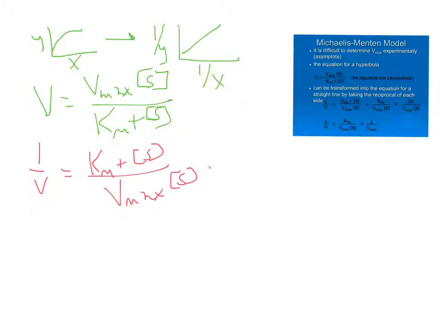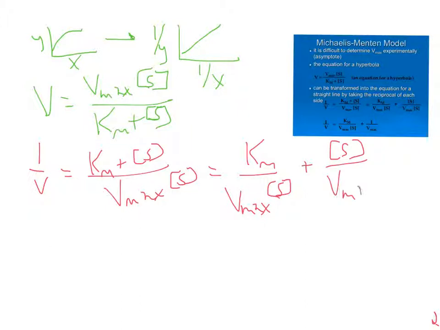And then according to, I don't know if that's the law of fractions or what have you, but you can simplify this out to where we have Km over Vmax times S, plus S over Vmax times S. I'll give you a moment to get caught up.